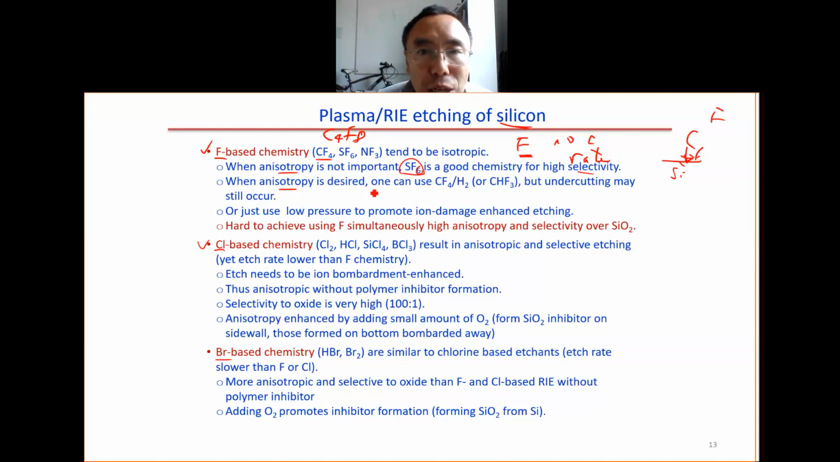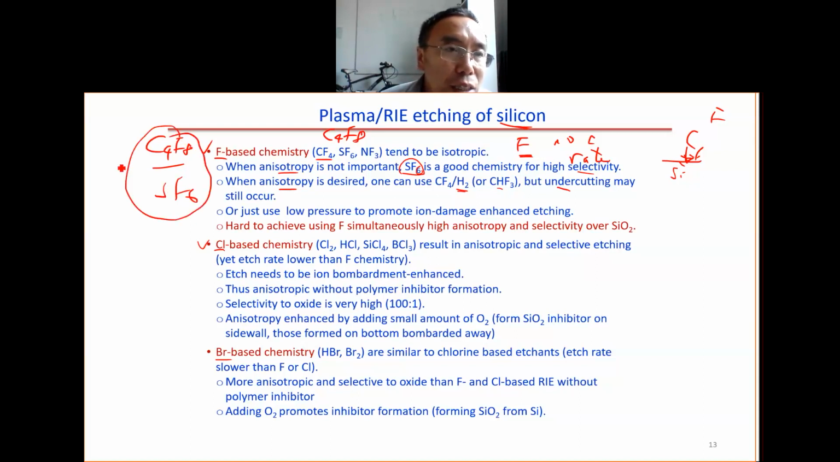So when we want anisotropy, we need to add some hydrogen, or we use CHF3. But when we have this one, there may still be some undercut, depending on how much you add. Another choice is we can use C4F8 over SF6. This one is very popular right now because I think this gas is really good. At the University of Waterloo, we use this recipe a lot. C4F8 over SF6 etches the silicon very well, and this one gives you anisotropy, because C4F8 gives you polymerization on the sidewall.